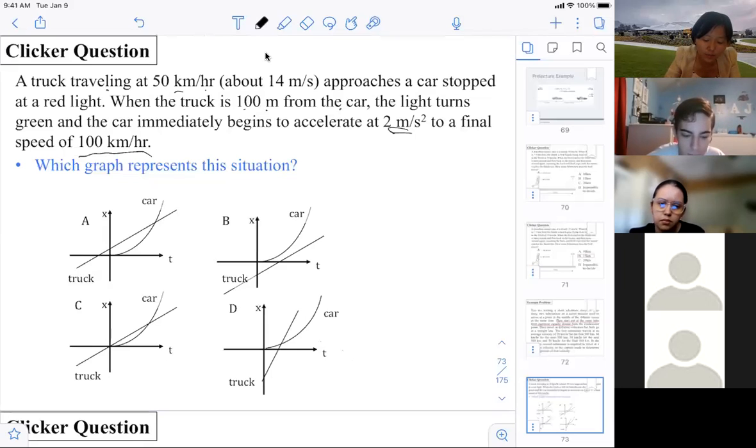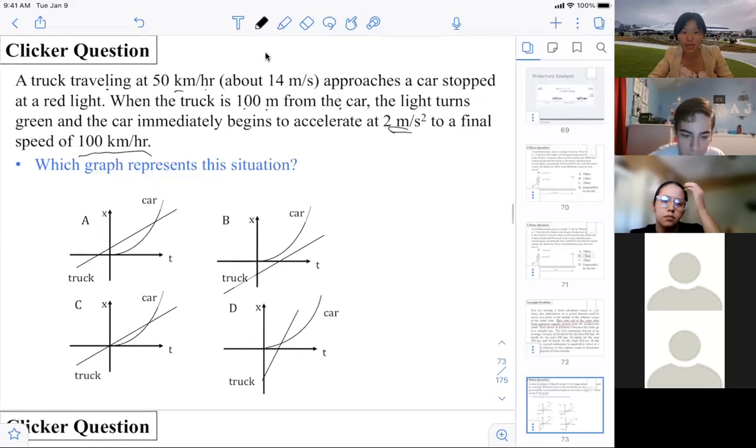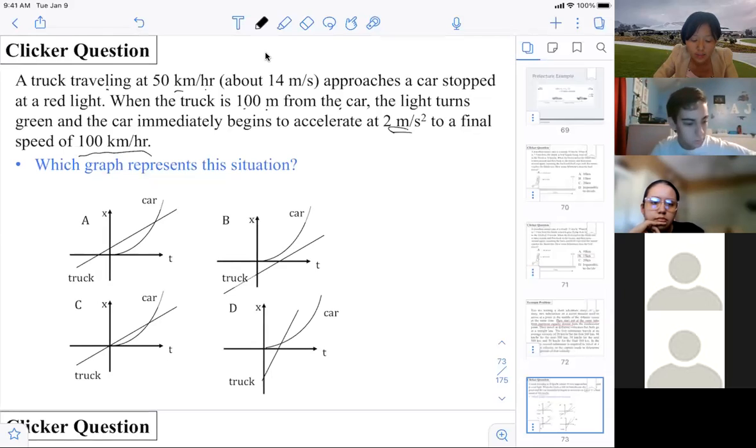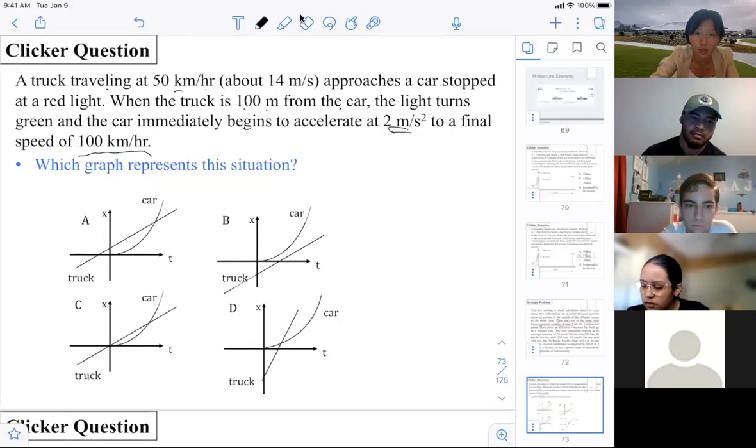Let's look at graph A. You can see that for graph A, the car starts out at time equals 0, position at x equals 0. And at time equals 0, where is the truck? What does A represent? The position of the truck intersects with a value on the positive x-axis, right? So what does A tell you? A tells you that at t equals 0, the truck is before the car or behind the car? In front of the car, right? But we're saying it's approaching the car from behind. So that's not the information we want to represent.